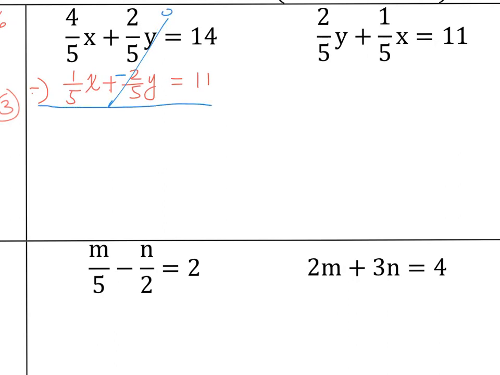In a sense, you're like multiplying a -1 to the entire equation. So this 1/5 will become negative. So 4/5 subtract 1/5 will be 3/5 x. Negative positive 11 will give you a negative 11, so 14 minus 11 gives you 3. And x will be 3 times 5/3. This is canceled out. So x would equal 5.